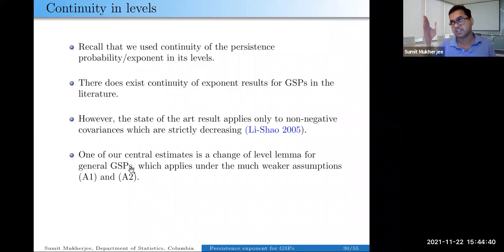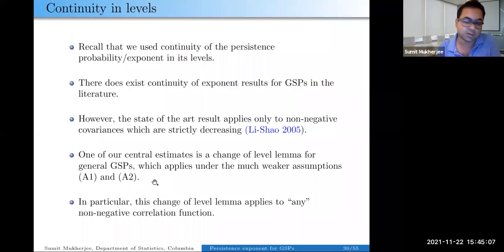So continuity in levels means that persistence at delta is close to persistence at 0. So the chance that the process is larger than delta is close to the chance that the process is larger than 0, close being at an exponential scale. So one of the main things that we do, and this lemma is very useful throughout the paper, and I think will be useful even going forward, is a change of level lemma just under A1 and A2. So we don't need non-negative correlations or decreasing correlations.